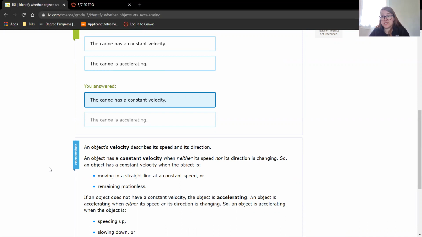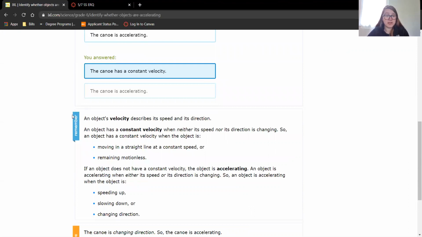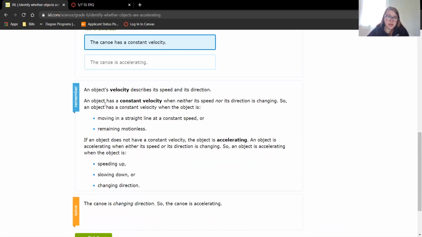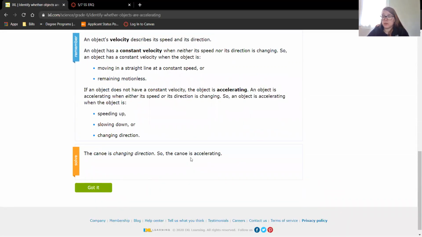And I'm just kind of winging this. Usually what I guess is normally right, but everyone makes mistakes. So it says an object's velocity describes its speed and direction. An object has a constant velocity when neither its speed nor its direction is changing. So an object has a constant velocity when the object is moving in a straight line at a constant speed or remaining motionless. If an object does not have constant velocity, the object is accelerating. An object is accelerating when either its speed or its direction is changing. So an object is accelerating when the object is speeding up, slowing down, or changing direction. The canoe is changing direction, so the canoe is accelerating.